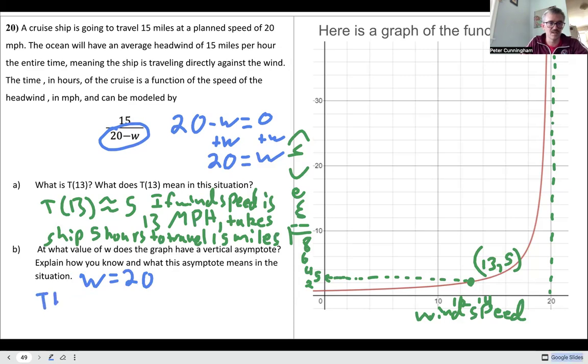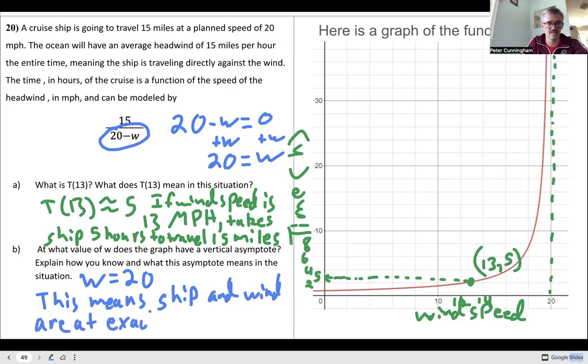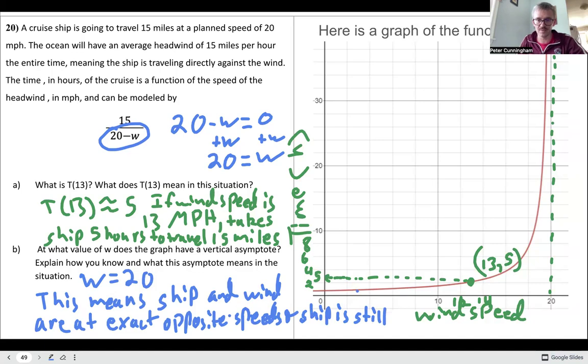What does this mean? This means ship and wind are at exact opposite speeds, and ship is still, like standing still. Maybe we'll put that standing still. And if you're standing still, you are never going to reach that distance of 15 miles.